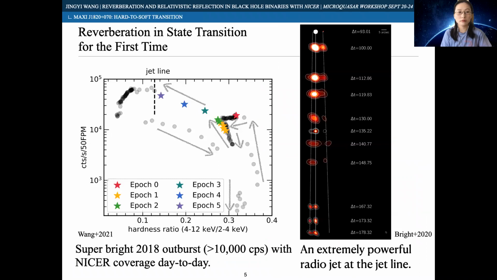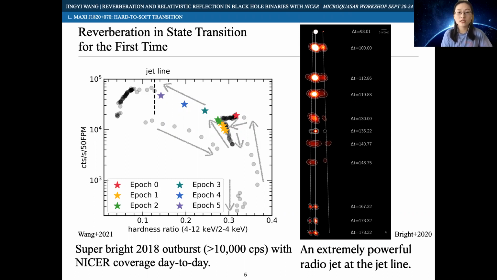As you can see in the HID on the left, the good news is, thanks to NICER's day-to-day coverage of J1820, it caught the super bright hard to soft state transition, during which people have observed a transient radio jet at the jet line. In the past, people have only performed reverberation in the hard state because that is when the corona emission dominates and we have enough variability to measure the lags.